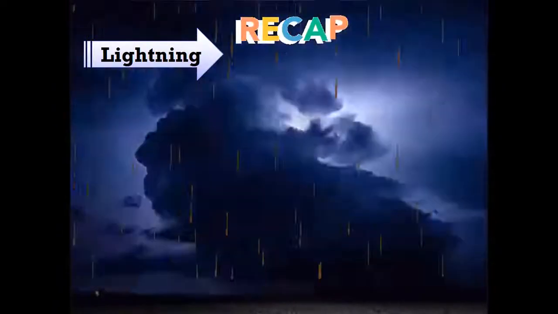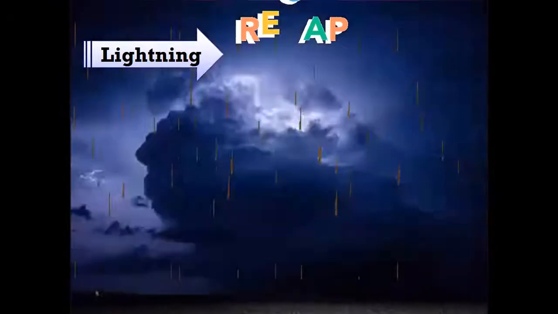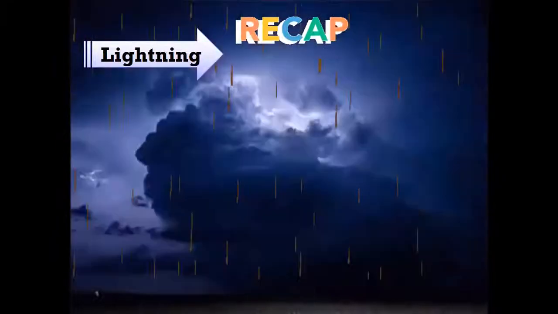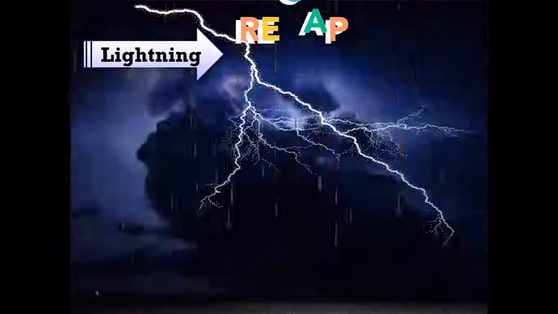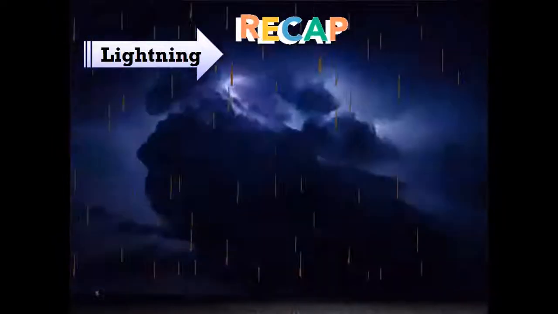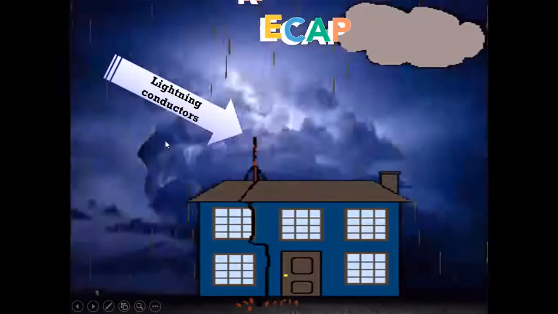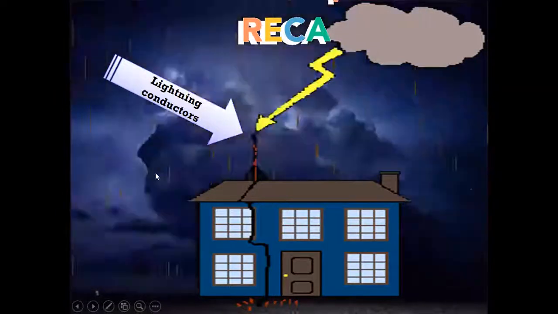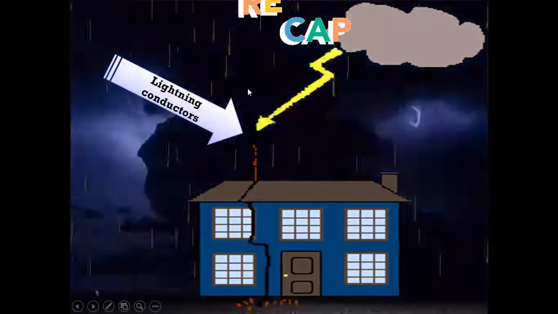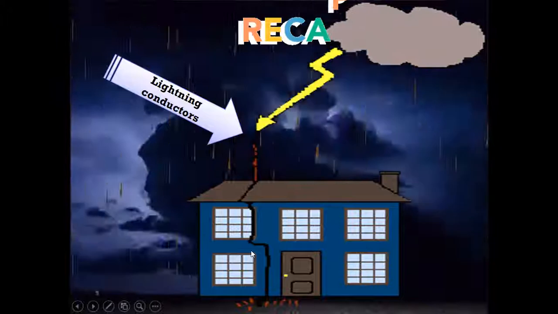Now, how can we protect ourselves or a high building? In order to protect a high building from damage due to lightning, a pointed metallic rod called a lightning conductor is fixed to its highest point. This repels any charges that may be induced in the building from the clouds.